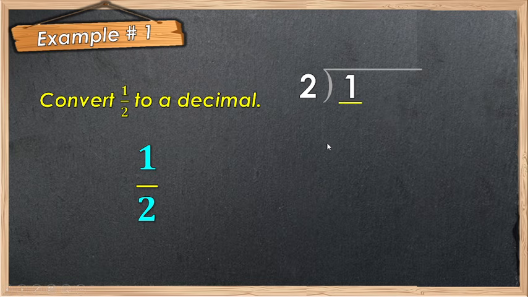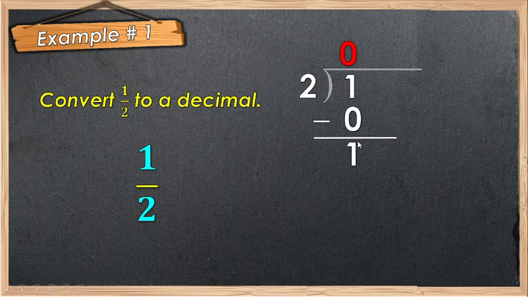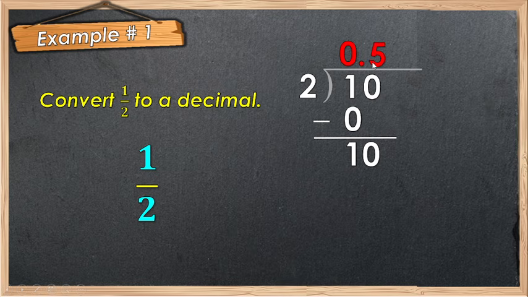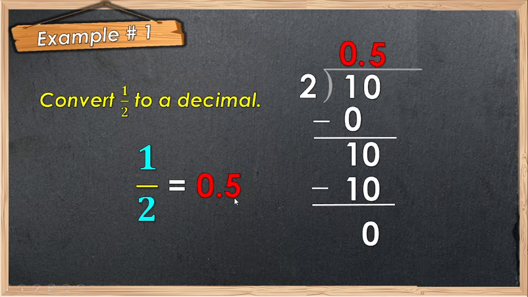1 divided by 2, the answer is 0. So 0 times 2, the answer is 0. Then subtract. 1 minus 0, the answer is 1. Then add 0. If you add 0, you have to add the decimal point. Then bring down 0. Then 10 divided by 2, the answer is 5. Then 5 times 2, the answer is 10. So 10 minus 10, the answer is 0. Therefore, the answer is 5 tenths. So the equivalent value of 1/2 is 5 tenths.